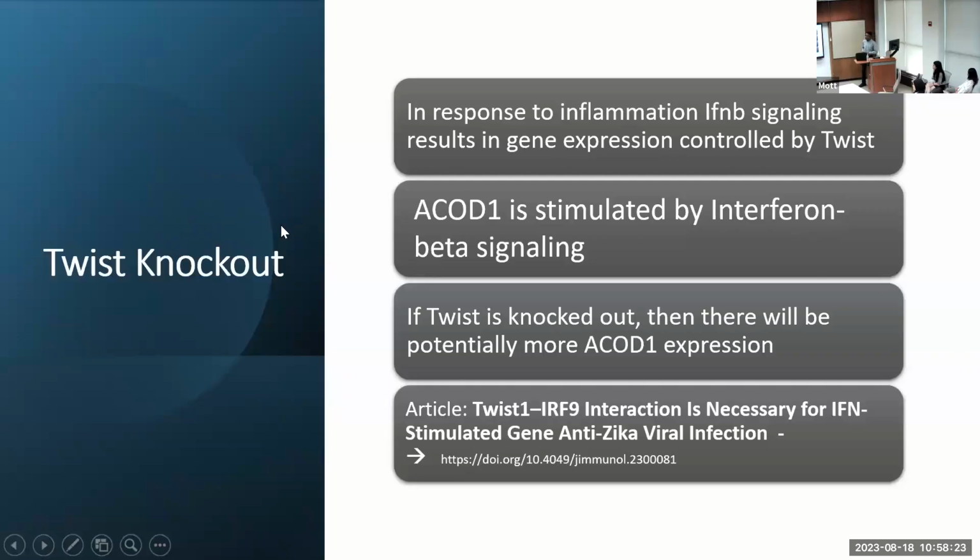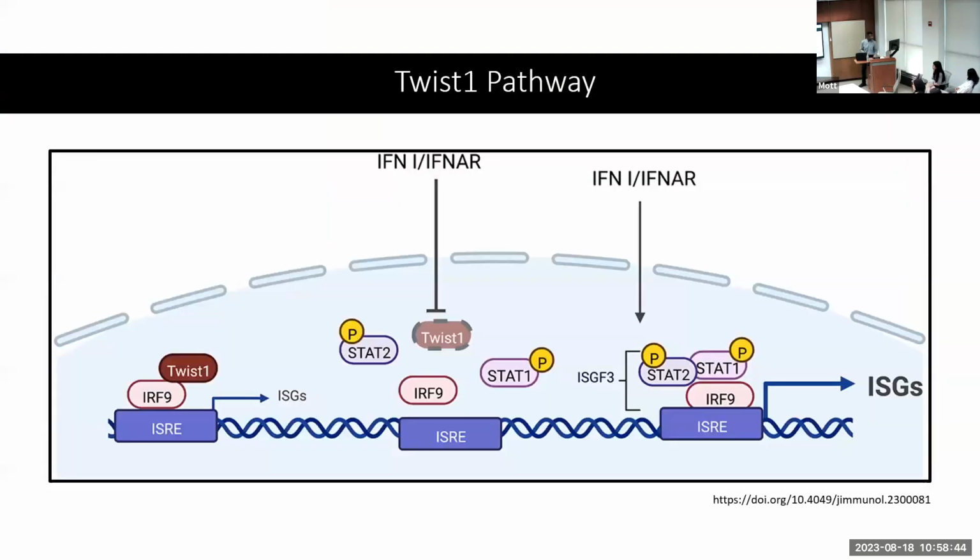We're using a transcription factor, called Twist, with a knockout, and it responds to inflammation and interferon beta signaling, which results in gene expression controlled by Twist. ACOD1 is stimulated by interferon beta signaling, which means if Twist is knocked out, then there will potentially be more ACOD1 expression. And this is the Twist1 pathway.